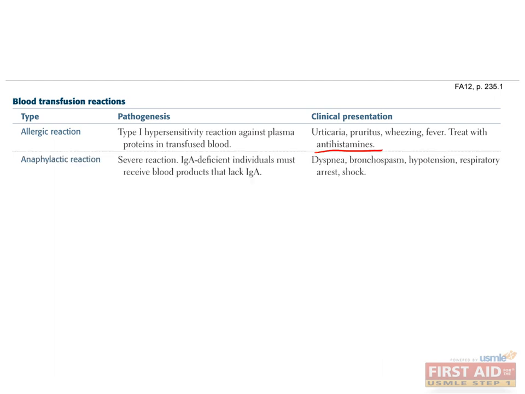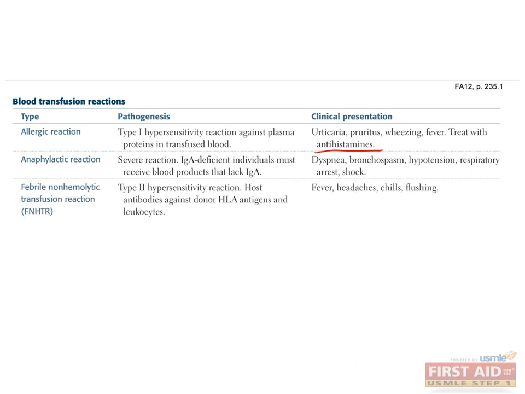Similar, but much more severe in nature, a patient can have an anaphylactic reaction to transfused blood, which can lead to symptoms of shock, such as dyspnea, hypotension, and respiratory arrest. One type of type 2 reaction you might see is febrile non-hemolytic transfusion reaction. This involves attack by host antibodies of donor HLA antigens, resulting in nonspecific symptoms like fever, headache, chills, and flushing.